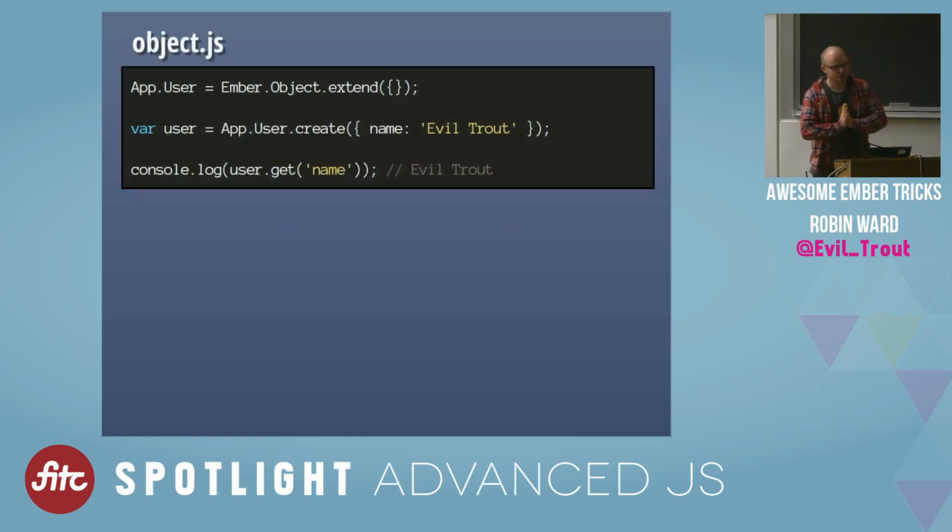So the first thing I want to show you is Ember's object model. So you can define a class in Ember like this. I'm creating one in the app namespace. You can call your app whatever you want. In Discourse, it's called Discourse.